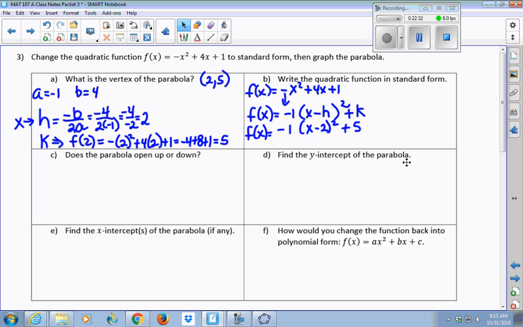Exactly the same. If you square this out, multiply everything by negative 1 and add your like terms, you'll come right back to this first form.